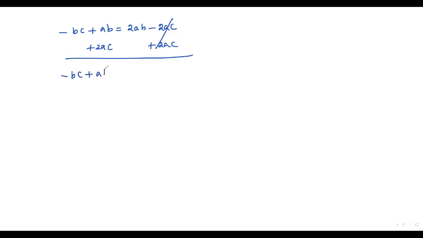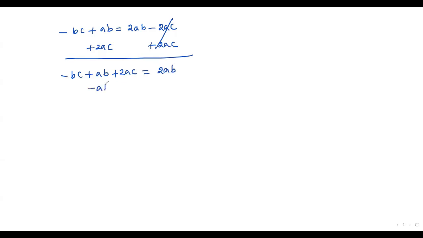So we have negative bc, positive ab equals 2ab negative 2ac. This is the equation we have on the previous page. Now to make the sign of this ac term positive, I am adding 2ac to both sides. When I do so, this negative 2ac, positive 2ac will cancel. Then I'm getting negative bc, positive ab, positive 2ac on the left side. On the right side, we just have 2ab.